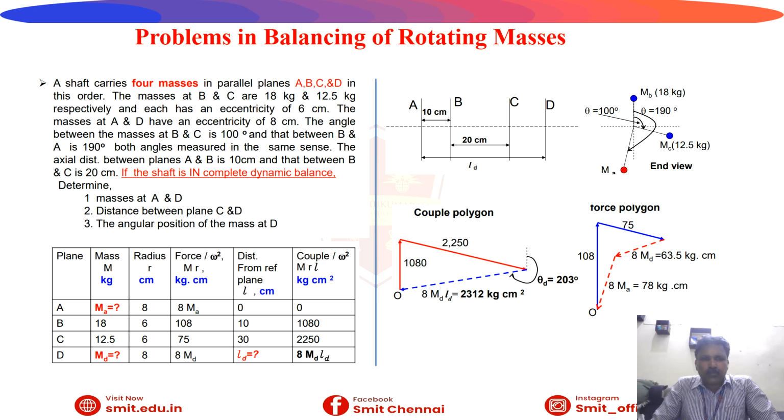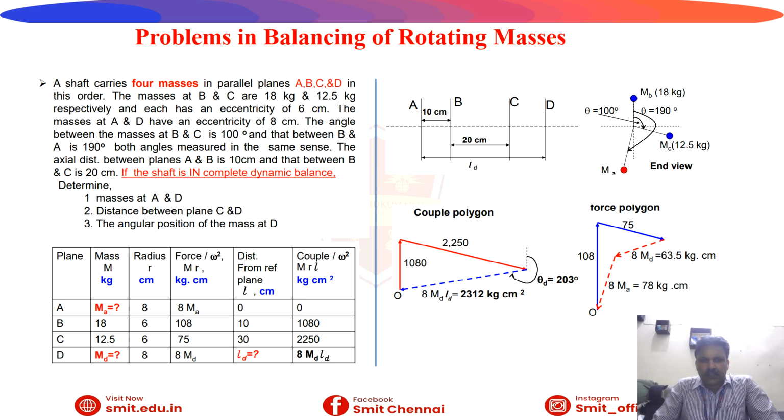So what are the various columns? We have the planes in the first column, mass, then radius, force, distance from the reference plane and the couple. Force is nothing but kilogram centimeter. Distance from the reference plane is L, having a measurement of centimeter. Couple is nothing but MRL, kilogram centimeter square.